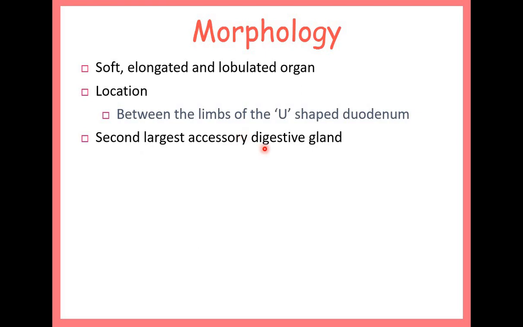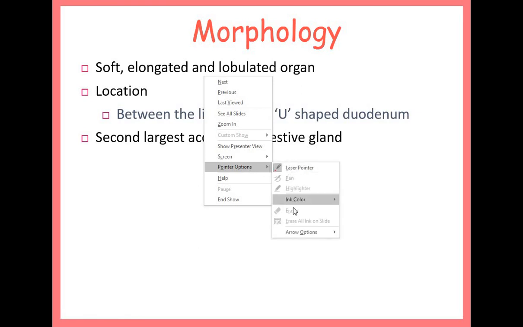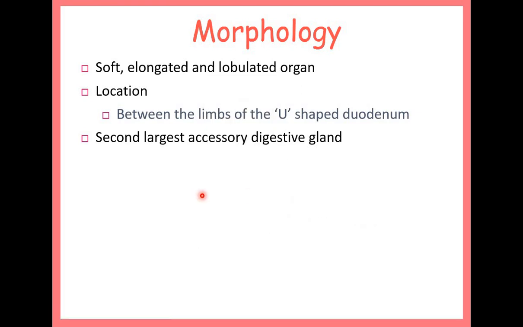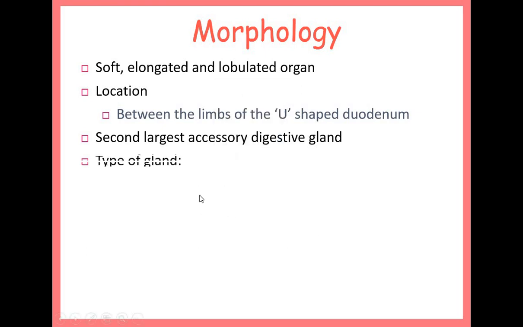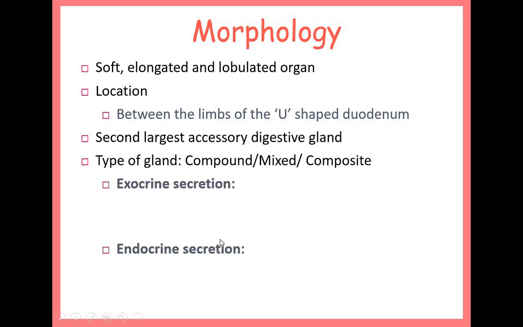Largest accessory digestive gland is liver. Pancreas is second largest structure, as far as the accessory digestive structures are concerned. Fine. So this is related to the anatomical characteristic, right? So now we are moving towards the type of gland. As we have discussed, it is compound, mixed, or composite, because it is having both types of secretion, that is exocrine and endocrine.